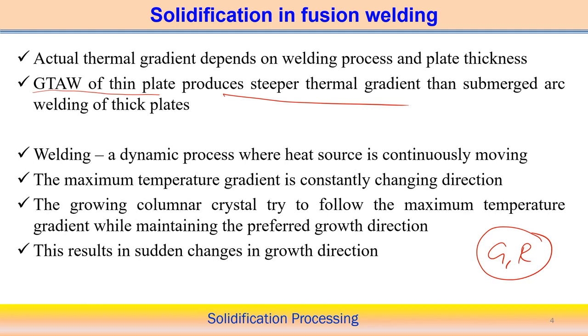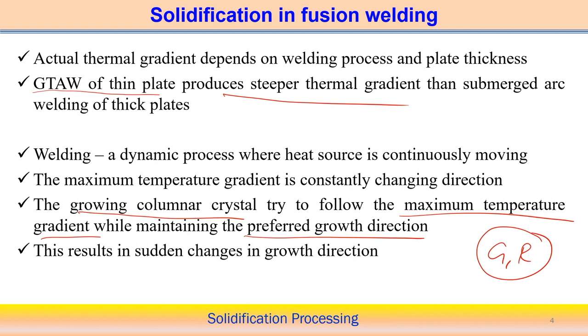That means how fast or how slow the heat source is moving determines how the maximum value of the temperature gradient changes in the welding process. So this phenomenon also influences the solidification behavior. Since there is a continuous change of the temperature gradient, it hampers the growth of the columnar crystals, because the growth of a columnar crystal follows the direction of the steepest temperature gradient. At the same time it tries to follow the preferred growth direction. Each material has a particular preferred growth direction depending upon its crystal structure. So while maintaining these two, the columnar crystal can sometimes change its growth direction.